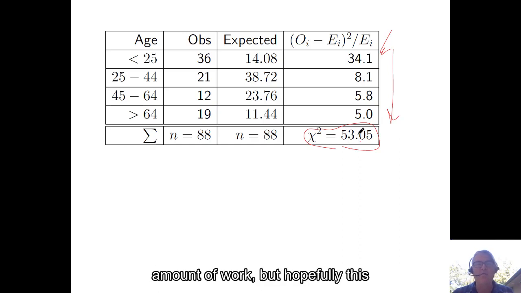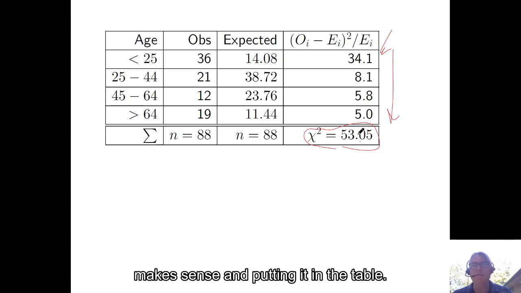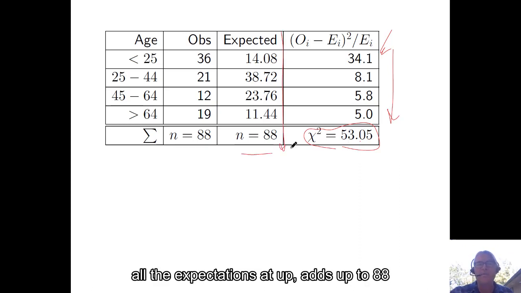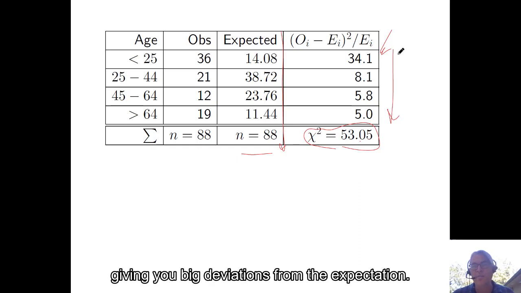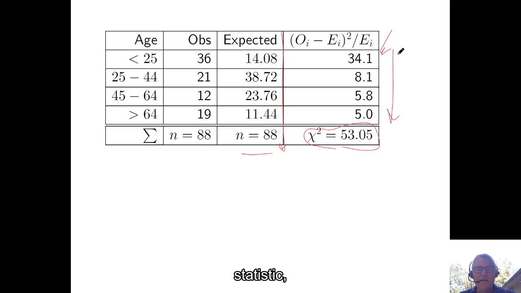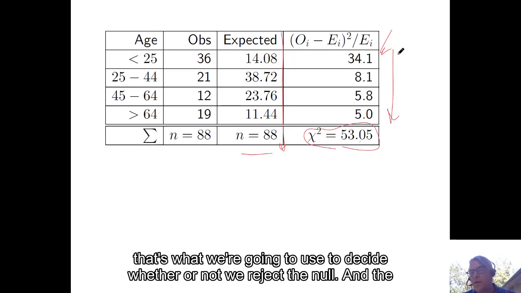It's a fair amount of work, but hopefully this makes sense, and putting it in the table allows you to check things, like that the sum of the expectations adds up to 88, and get a sense of which categories are giving you big deviations from the expectation. So it's helpful to set this up in terms of a table. Okay, so there's our test statistic. That's what we're going to use to decide whether or not we reject the null.